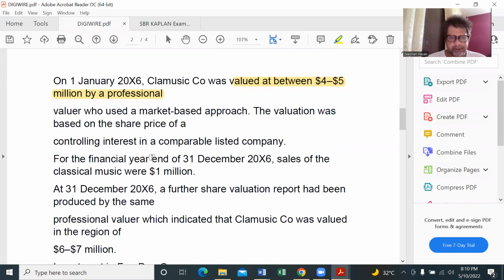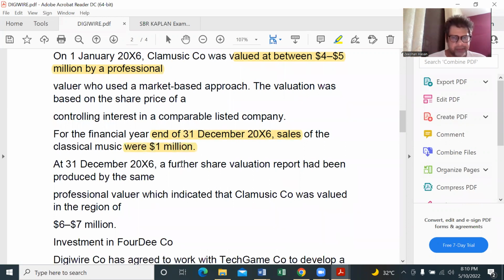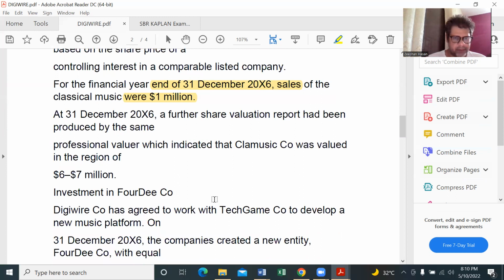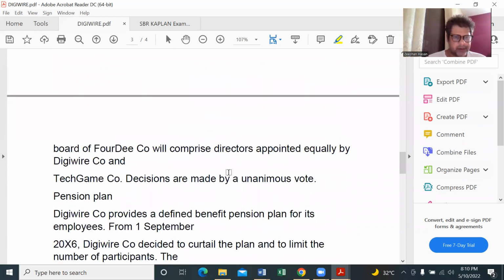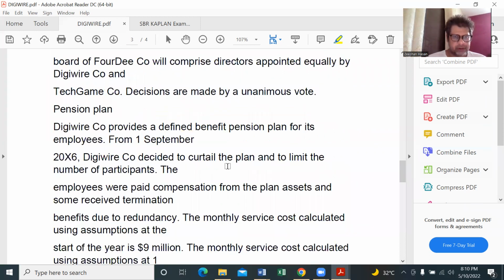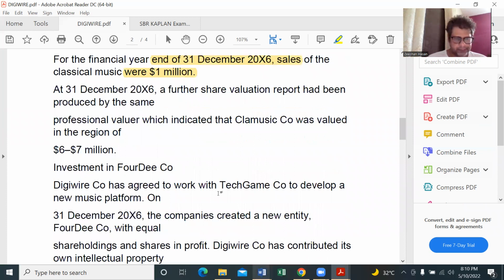For the financial year end of 31st December X6, sales of the classical music were 1 million. Okay. At 31st December, a further share valuation report had been produced by the same professional valuer, which indicated Clam Music Company was valued in the region of $6 to $7 million. The investment in Digiwire company, now this one is not relevant to the question. So get back to our answer sheet over here.